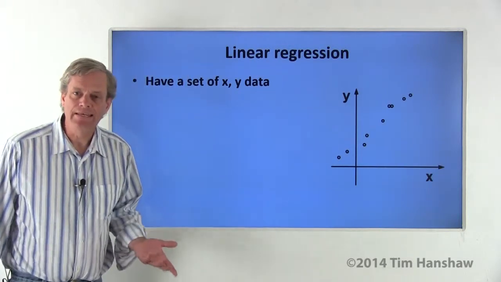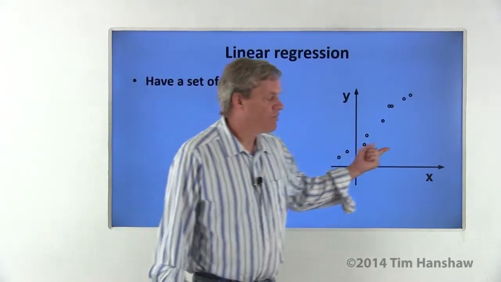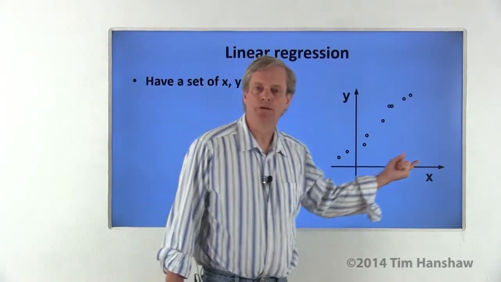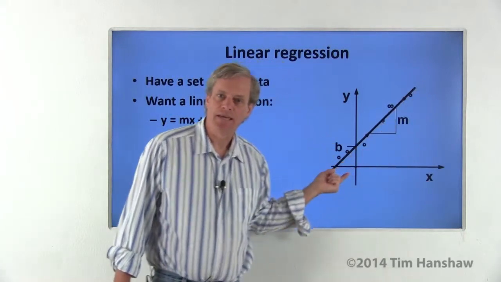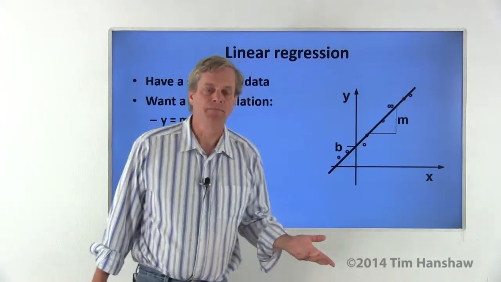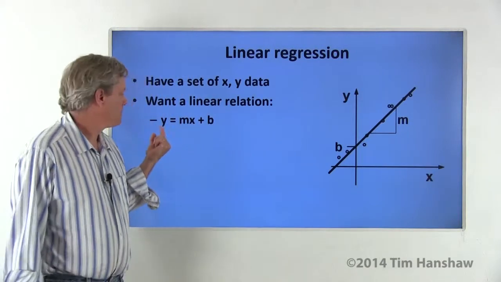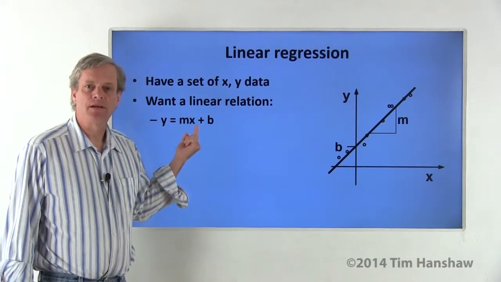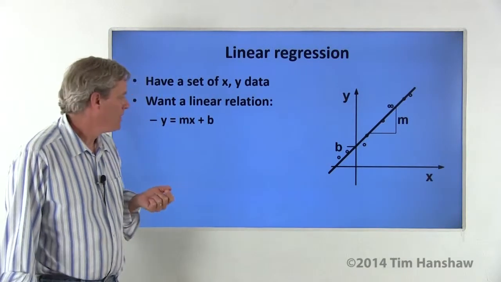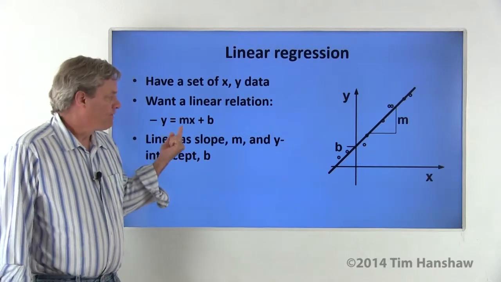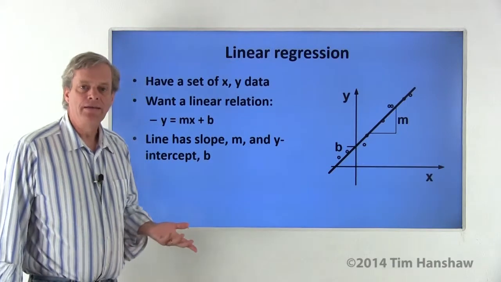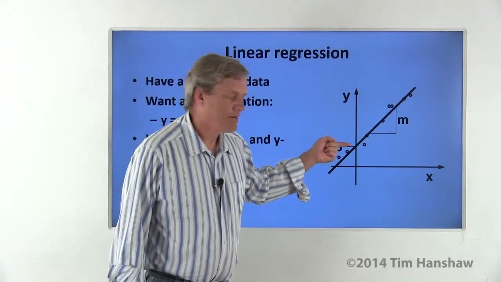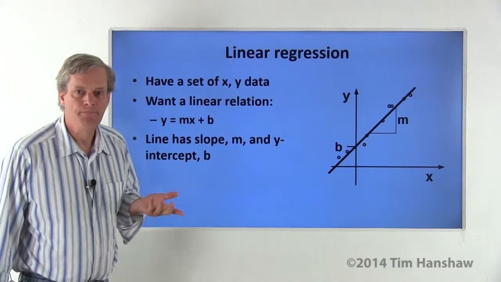The fundamental idea is that I start out with a set of xy data points. I want to approximate this data as best I can by a straight line. The equation of a straight line is y is equal to m times x plus b. The slope of the line is m, the rise over the run, and the y-intercept of the line, where the line crosses the y-axis, is b.